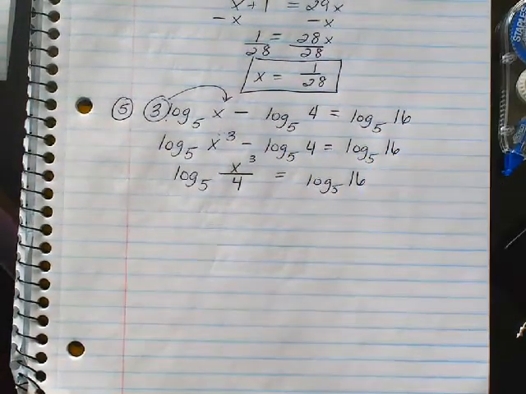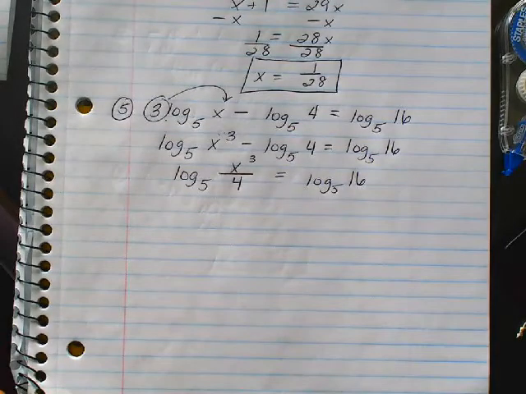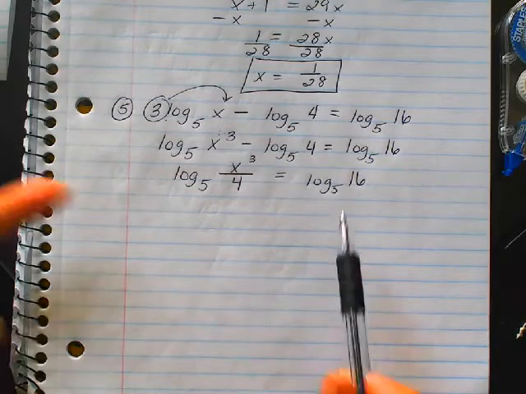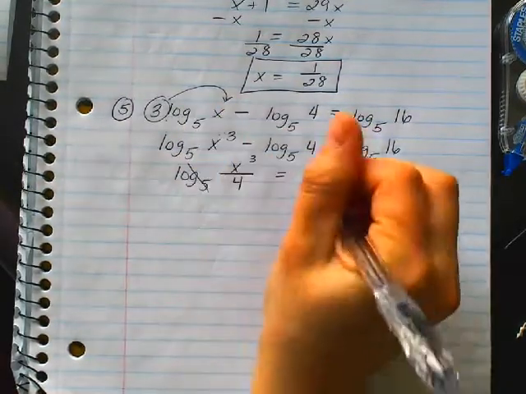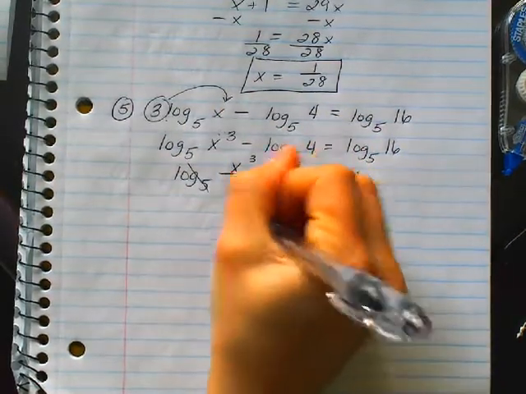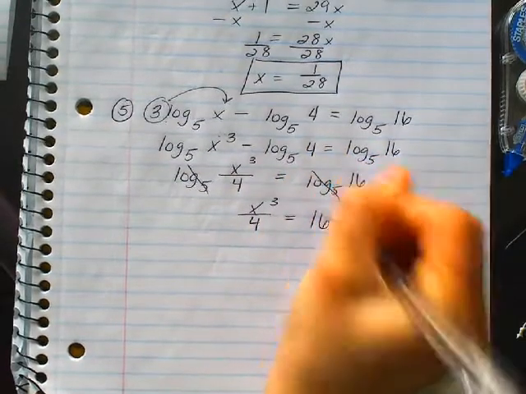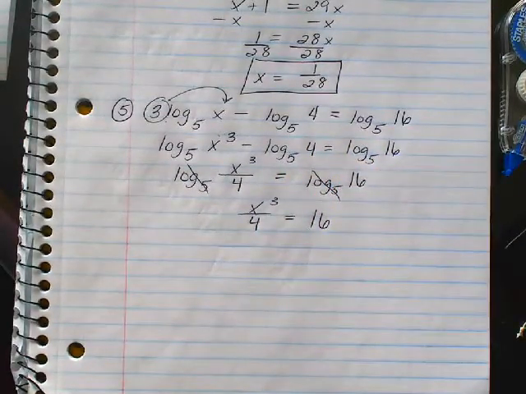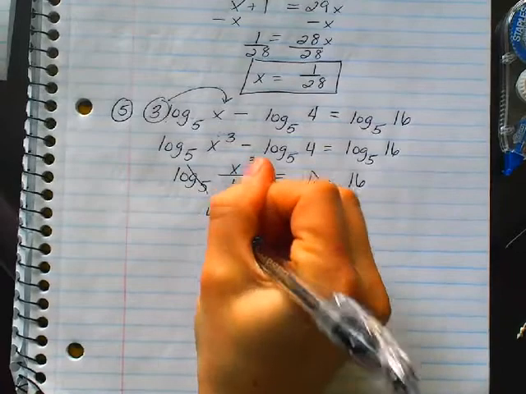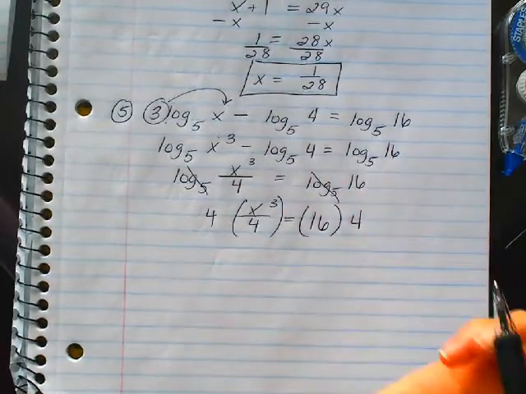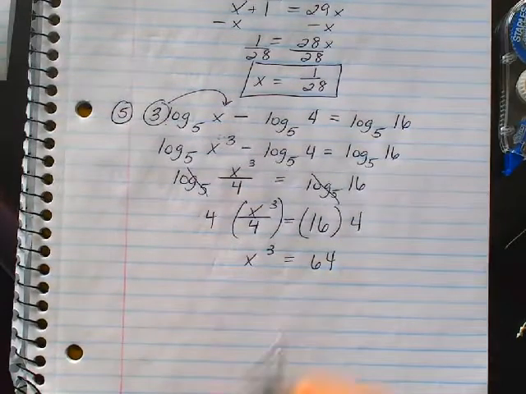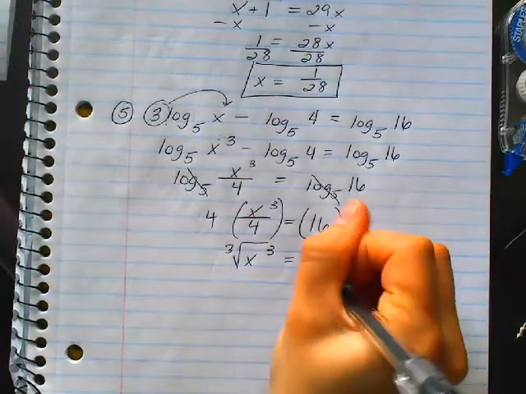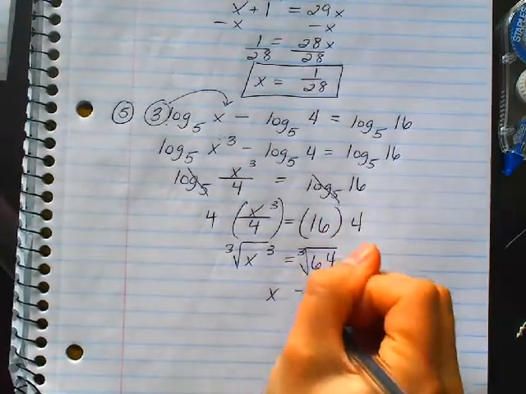Now, hopefully you're kind of starting to see the pattern that emerges here. When you're left with a logarithm on both sides with the same base, you can go ahead, drop the log, and just focus on the argument. Okay. Multiply both sides by 4. X cubed equals 64. Take the cube root of both sides, x equals 4.